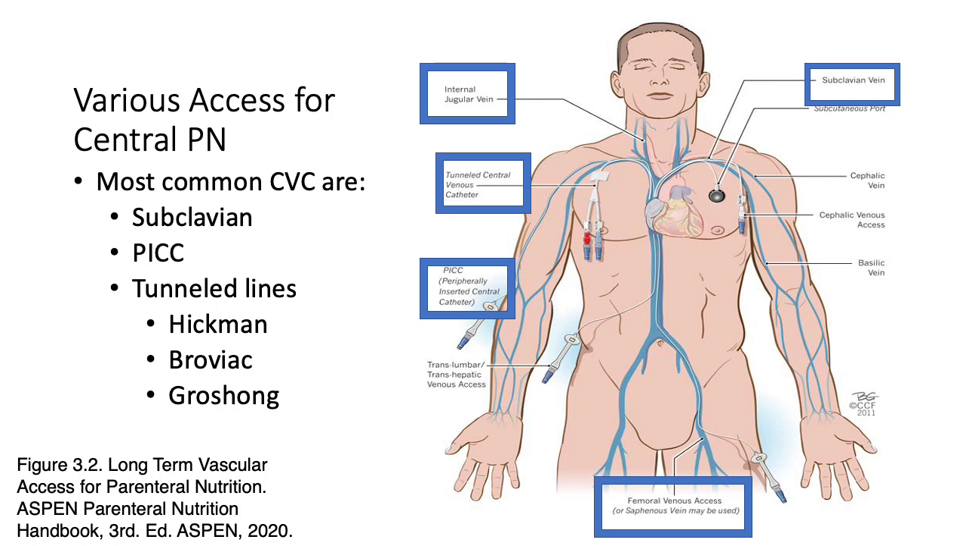This slide just nicely depicts the locations for IV access, mainly focusing on long-term IV access. But the most common CVCs are subclavian, PICC line, tunneled line, such as the Hickman, Broviac, or Groshong catheter.